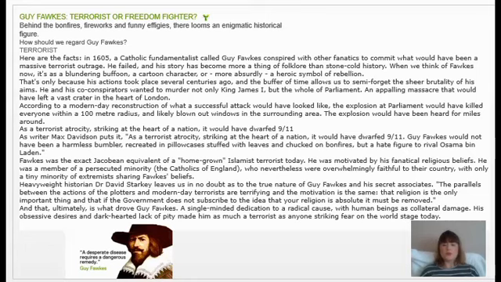And that, ultimately, is what drove Guy Fawkes, a single-minded man dedicated to a radical cause, with human beings as collateral damage. His obsessive desires and dark-hearted lack of pity made him as much of a terrorist as anyone striking fear on the world stage today. So obviously that's suggesting he's a terrorist and that we should remember him as such. Okay, now let's have a look at him as a freedom fighter.